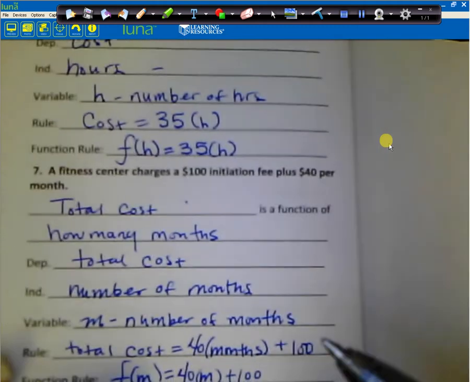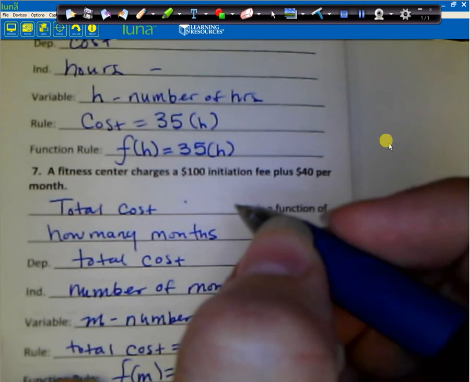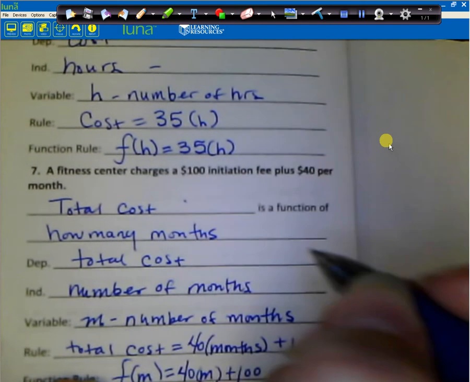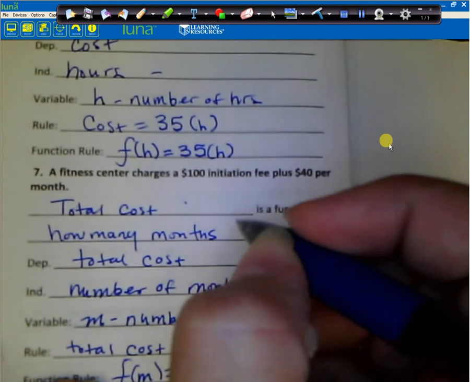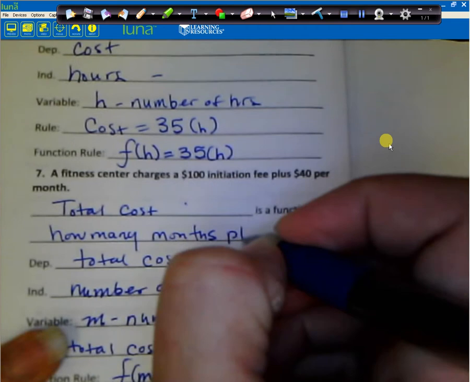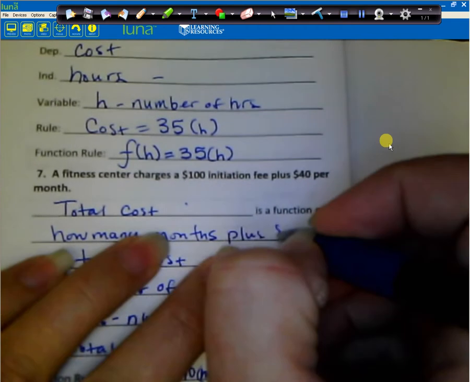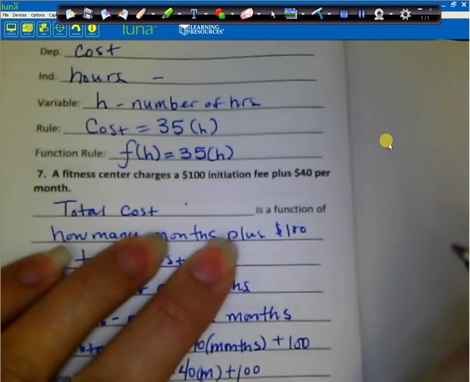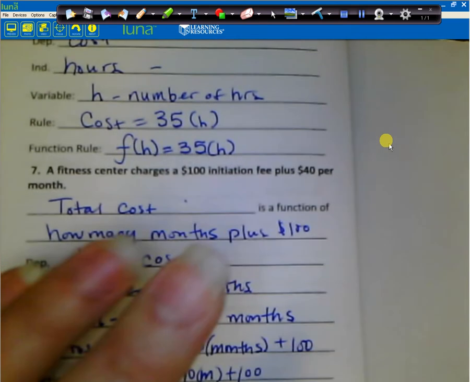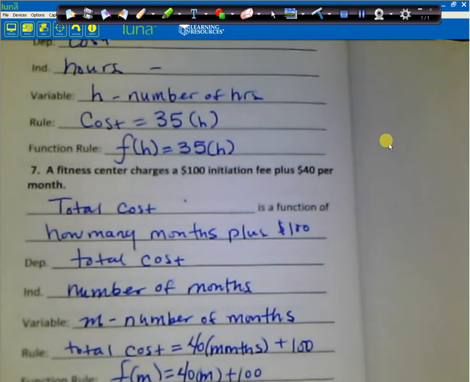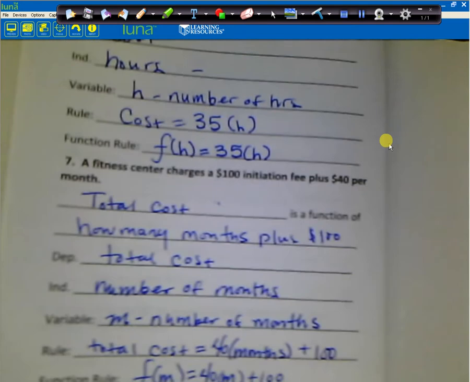Go back up with me. I'm sorry. I messed up there. I left that part out. On this one, number 7, the total cost is a function of how many months plus $100. I'm sorry. I left that out. So go back and fix that. You should still be on the same page, so it shouldn't be that big of a deal. Go back and fix that, and then let's come back down to number 9 and look at this.